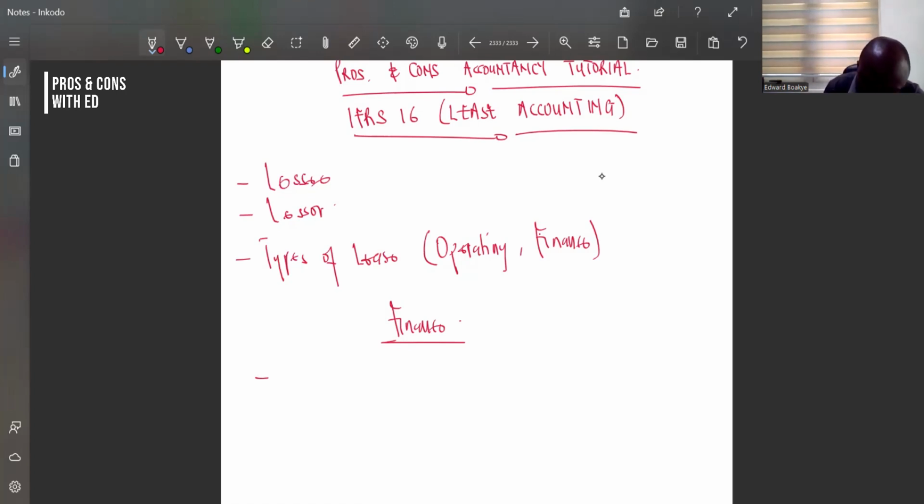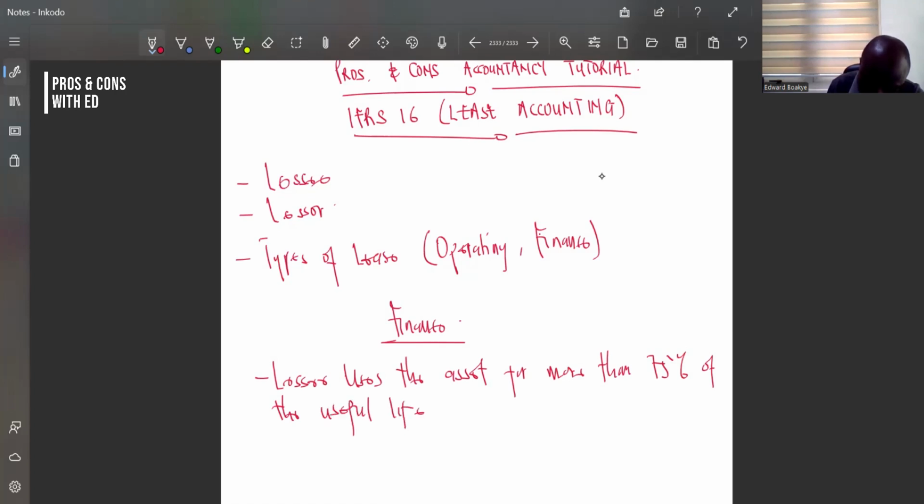So here we are saying the lessee uses the asset for more than 75% of the useful life. In that case, we can say that you are dealing with a finance lease.